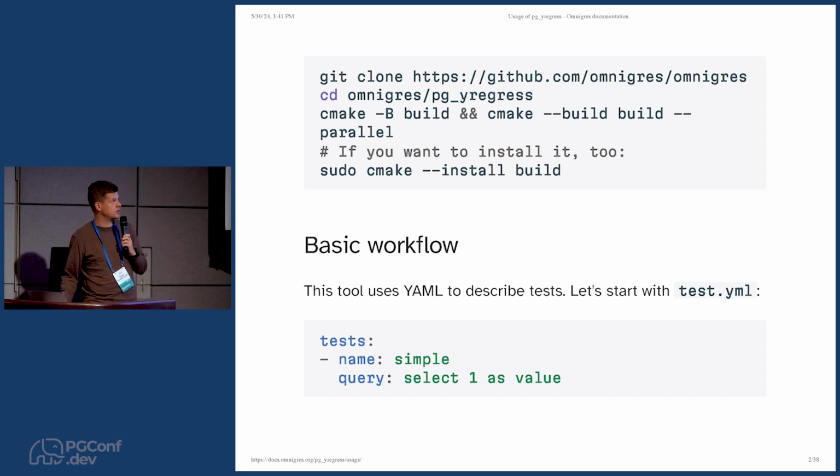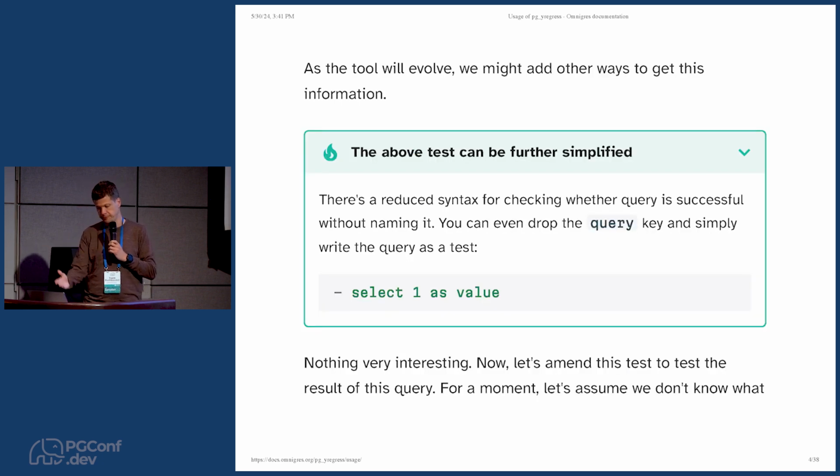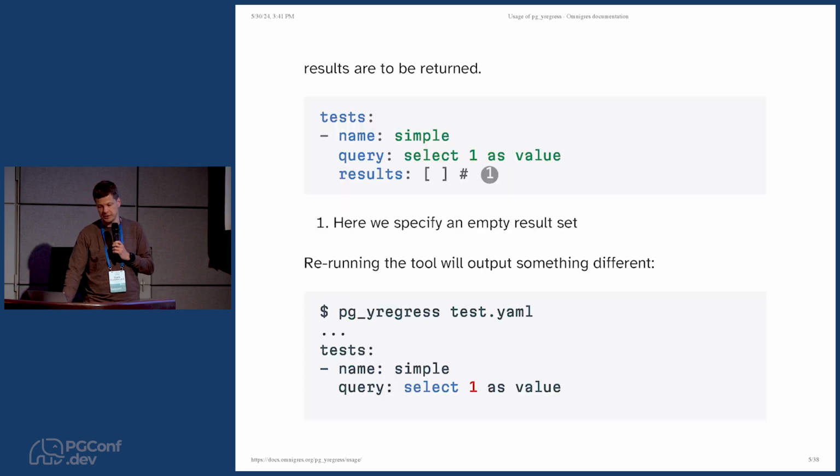And if there's nothing else, it just tests that it runs. There's no error. And in fact, it can be simplified. It can be just a single line there without a name. And it works as a tab, so test anything protocol test runner. So it will run tests and tell whatever fails. And as I said, it can be further simplified as just a string if you're not naming it.